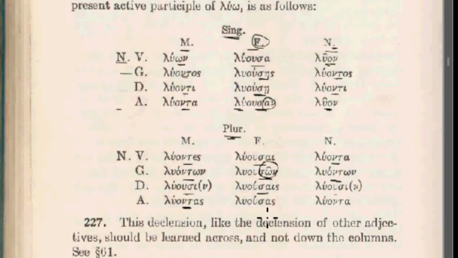Luuses, long ultima, leaves the acute accent on the penult, and luusas, here the alpha, which could be theoretically either long or short, is in this case long, and so also we have the accent here.